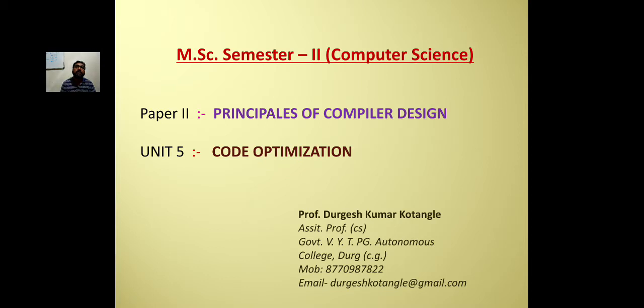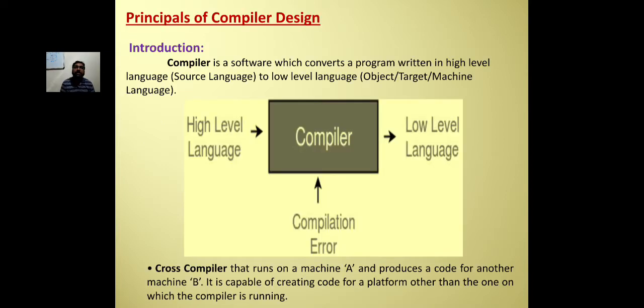Today's topic is MSc second semester Computer Science, paper two, Principles of Compiler Design, Unit 5, Code Optimization. Principles of Compiler Design: Introduction.